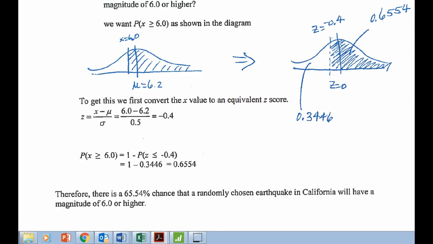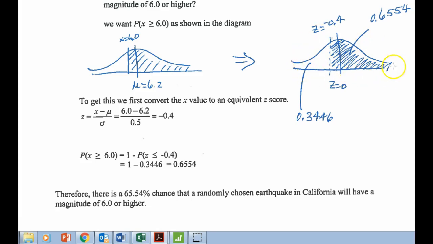Coming back up to this graphic, I'm going to go into my standard normal distribution tables in a second, and we're going to find that the area to the left of a z-score of negative 0.4 right here rolls out to be 0.3446.